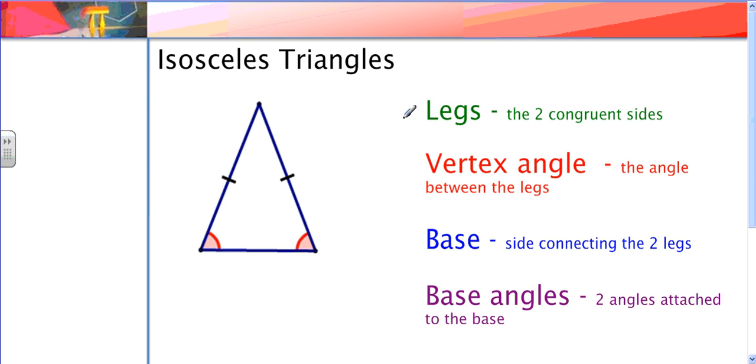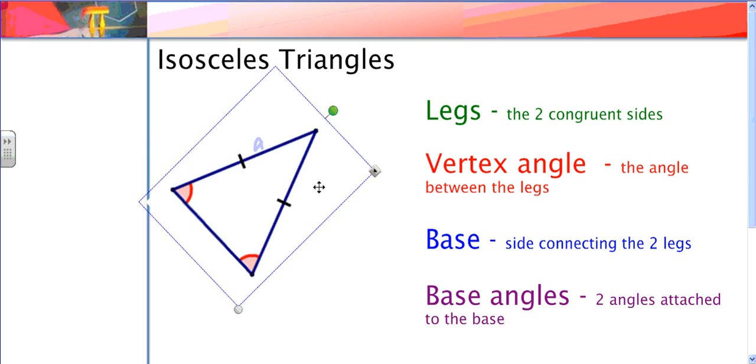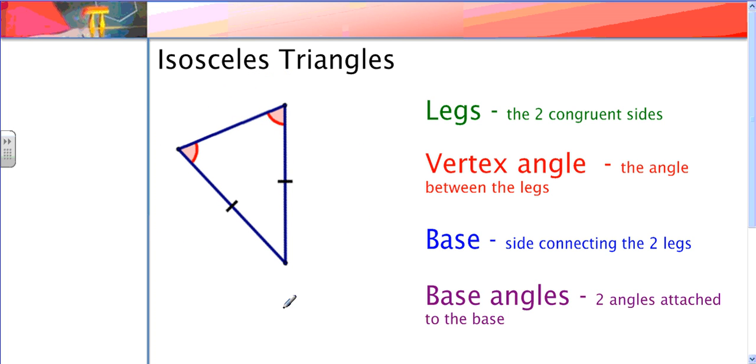You can tell by the markings in this picture that these two sides here and here are the legs. Now the vertex angle is the angle between the two legs, or in other words, the angle that the legs form. So remember, these were my legs here and here. So the angle that those two legs form is right here. So this is the vertex angle, and it happened to be on the top of my triangle, but that doesn't necessarily need to be the case, right? Our triangle could be upside down, and now my vertex angle is here.